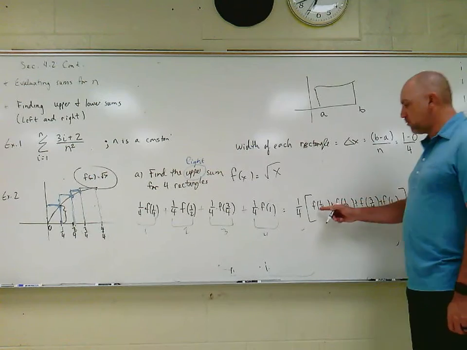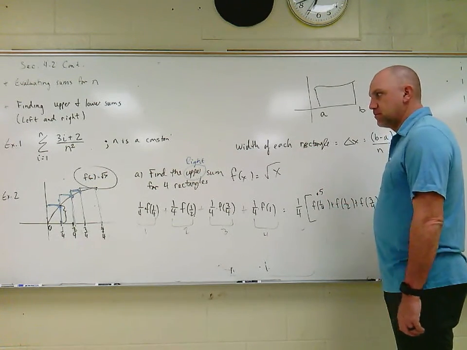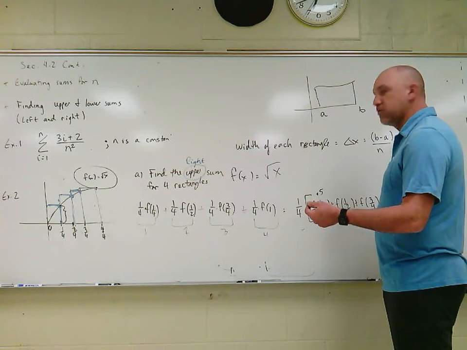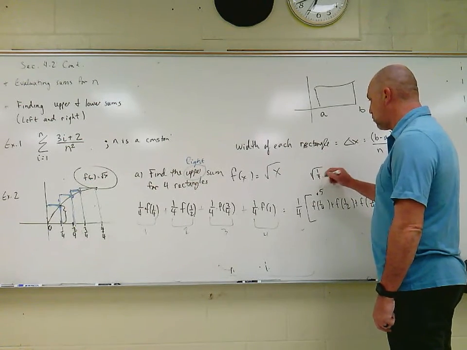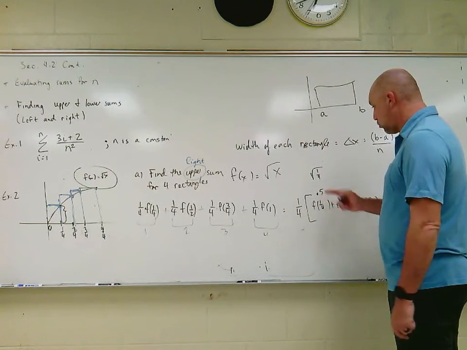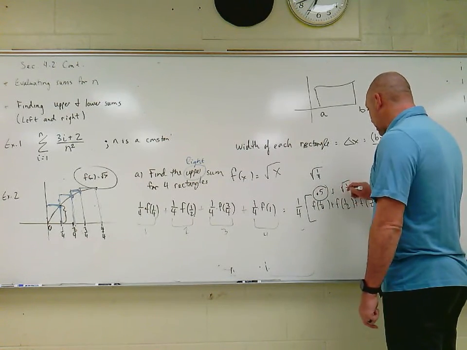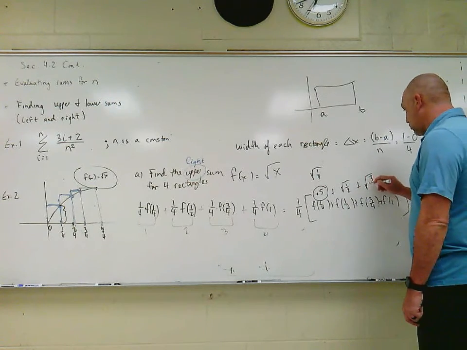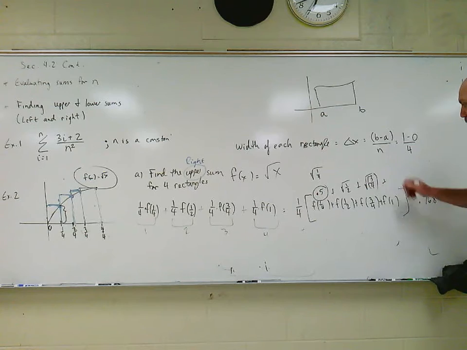What did you get for f of, look, f of 1/4 is 0.5, right? Because it's the square root of a fourth. You should be plugging these into square root. So square root of 1/4 is 1/2. That's 0.5 right there. Plus f of 1/2, that's square root of 1/2. Plus f of 3/4, that's square root of 3/4. Make sure you're doing your square root and you put your fraction in there. The last one, square root of 1 is 1.